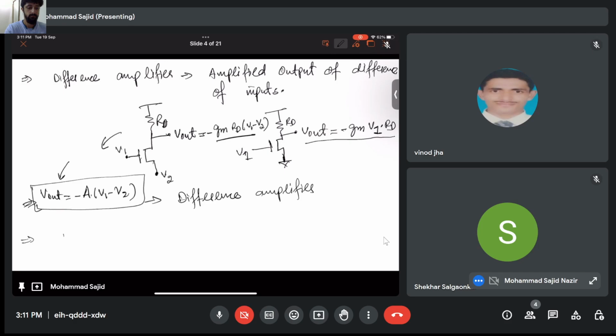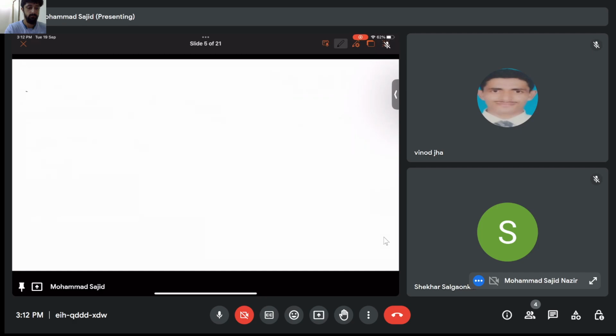So we know that voltage sources have intrinsic series resistances, right? So now we can write the circuit as V1 with R1, RD, R2, and V2. This is how your circuit will look.